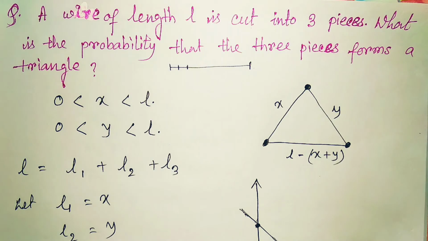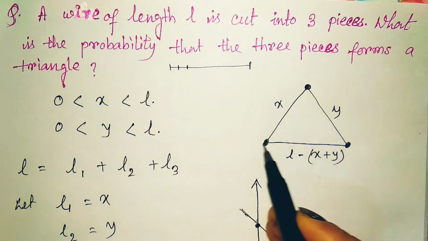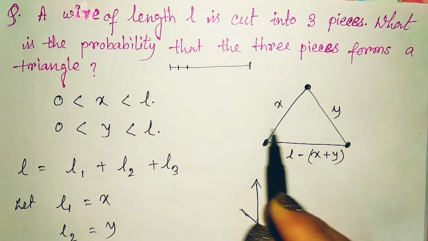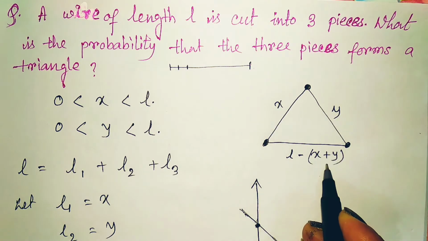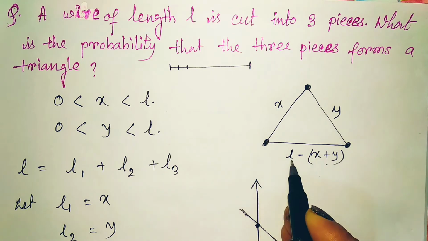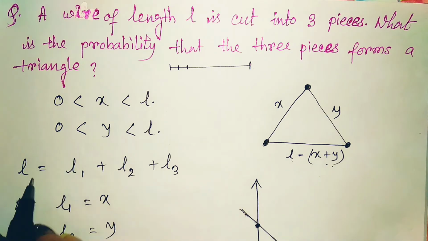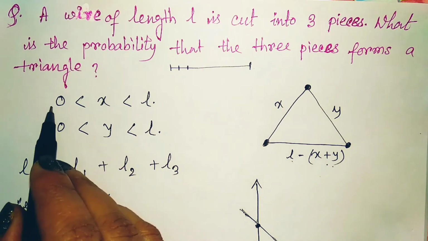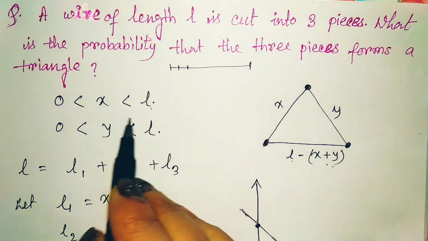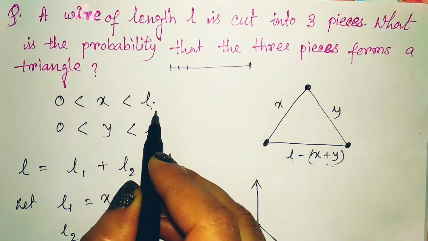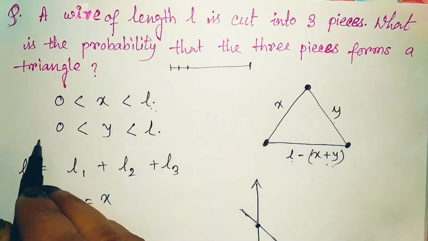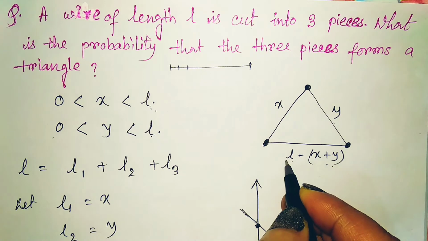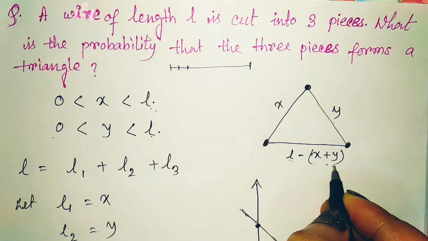We know a few properties of the triangle. A triangle always has 3 sides, and the 3 sides have 3 different lengths. So let these lengths be x, y and this one, where the total is L. At first we can assume that the x value can be between 0 to L, because the entire wire is of length L. So x lies between 0 to L. Similarly y also lies between 0 to L. And the third side should be L minus (x plus y).